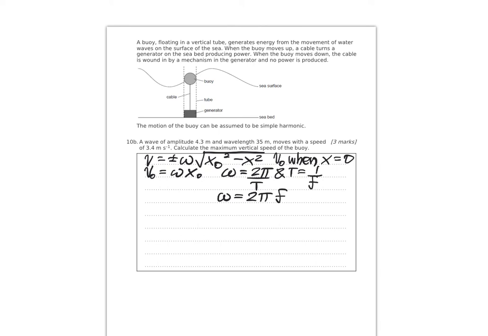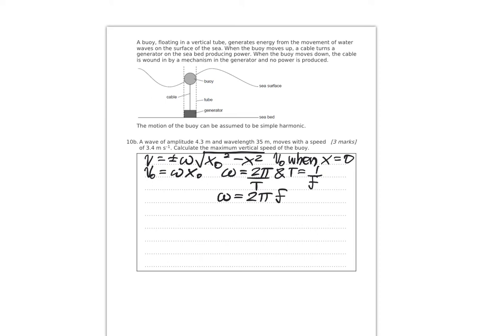So a little tiny bit of gymnastics here. We have omega is 2 pi over the period. That's on the data booklet. And we know that period is 1 over the frequency. So we then know that omega is 2 pi times the frequency. Why do I care about the frequency? Because I know the speed of the wave and the wavelength of the wave, and I can get the frequency from that.